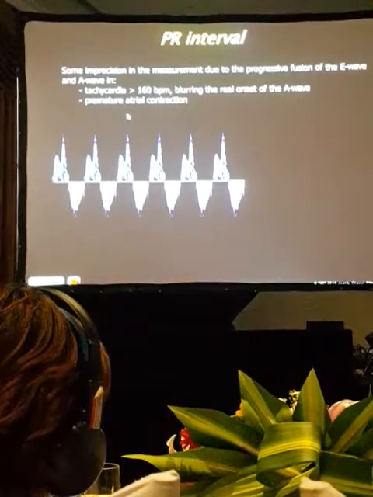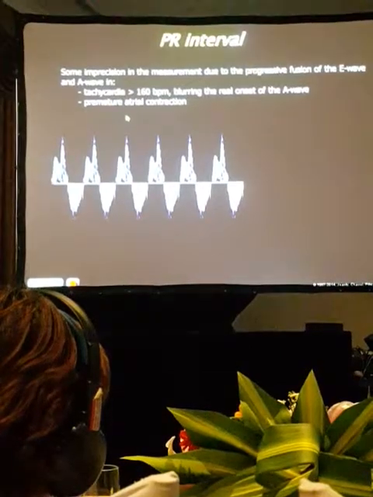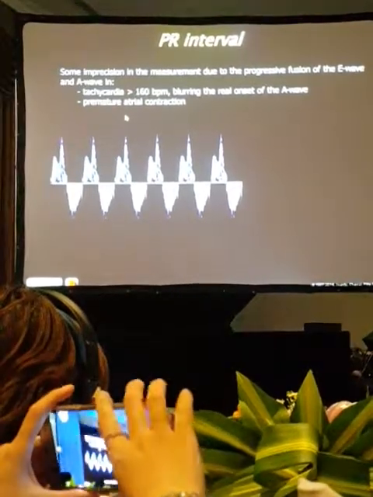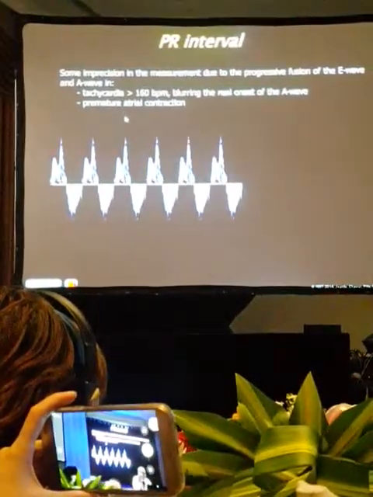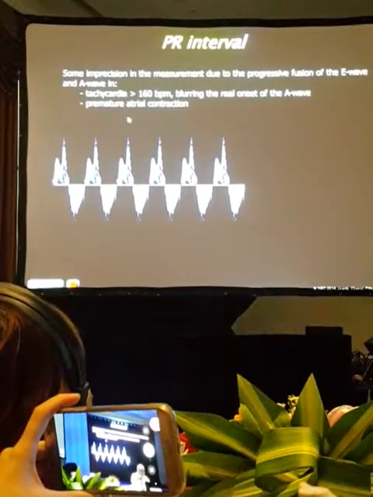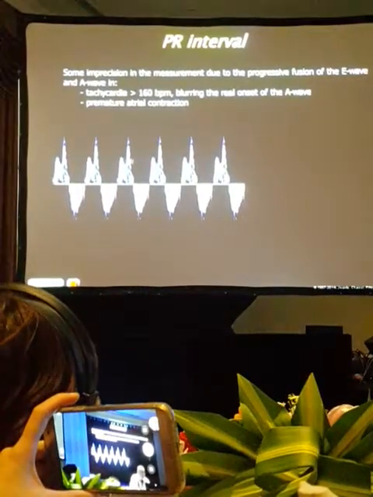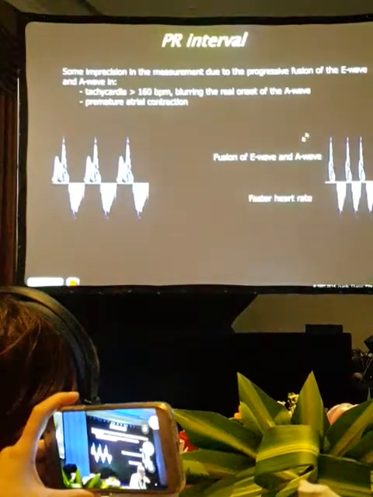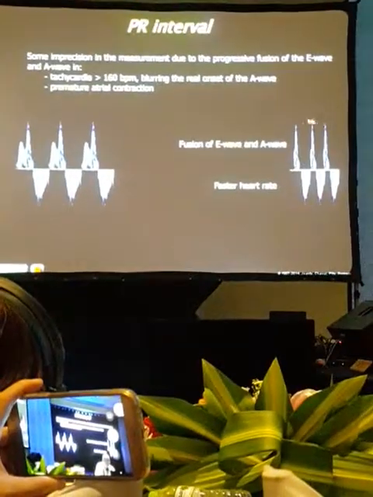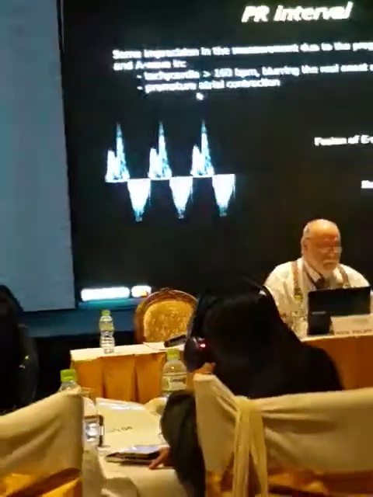If you have a baby whose heart rate is too fast, above 160 beats per minute, there will not be time for the passive filling of the ventricle. Then E and A are progressively going to merge, and you have a monophasic wave instead of a biphasic wave. The same thing happens with atrial contraction.